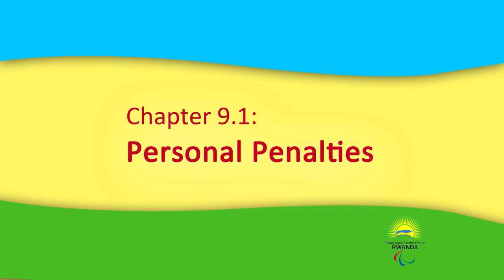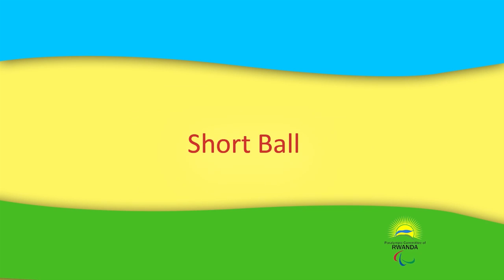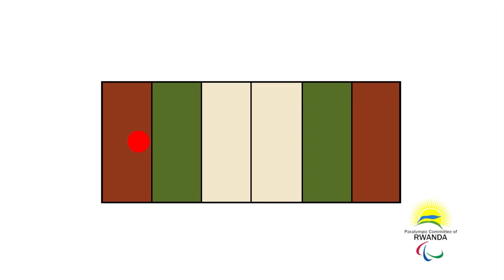Chapter 9, Part 1. Personal penalties. Short ball. Anytime a ball has been thrown and comes to rest before the team area of the defending team, the play shall be whistled dead and a penalty shot shall be awarded to the defending team.